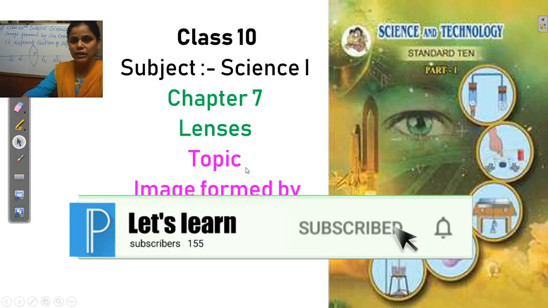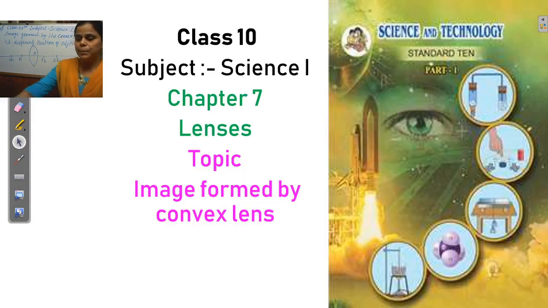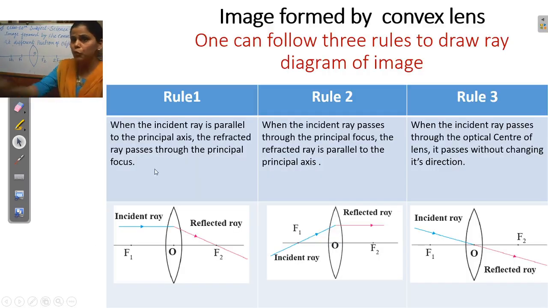Our today's topic is image formed by convex lens. In our previous lecture, I explained different rules followed by the ray that is incident on this lens, convex lens and concave lens. Just revise these three rules.